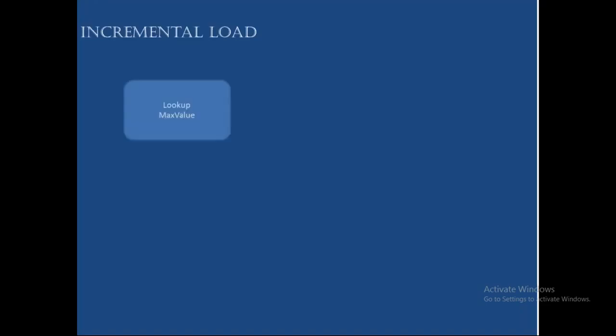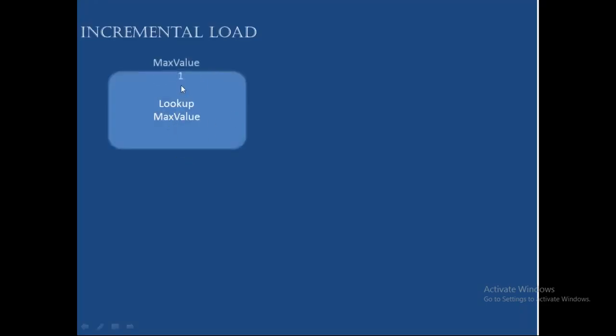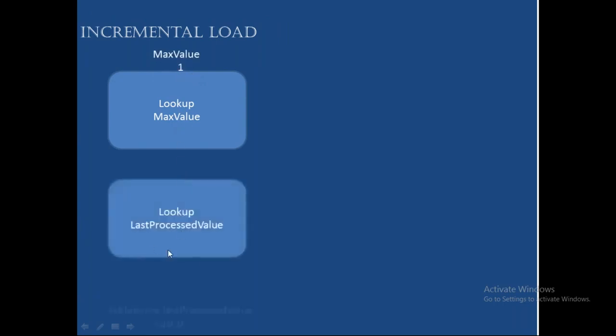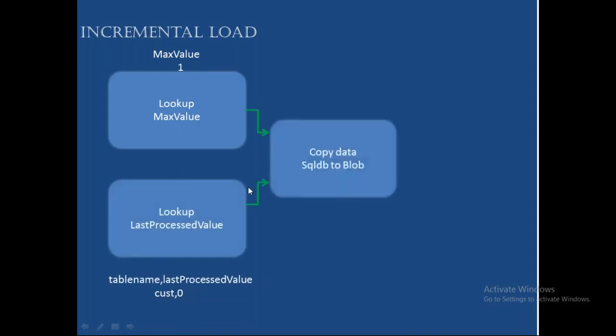Let me show you here, the incremental pipeline. See, I will have a lookup to get the max value. See, max value is 1 at this time. Then a lookup for the last processed value. As of now, see, table name is cust, last processed value is 0. I will get it. Now I will pass the outputs of these two lookups to the copy activity. On the copy activity side, I will write a query something like that.